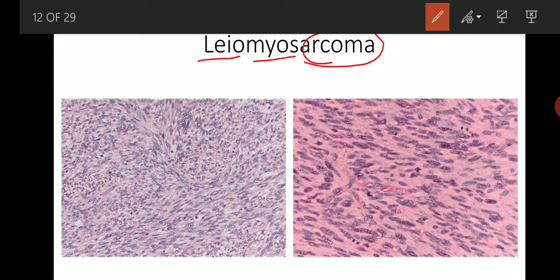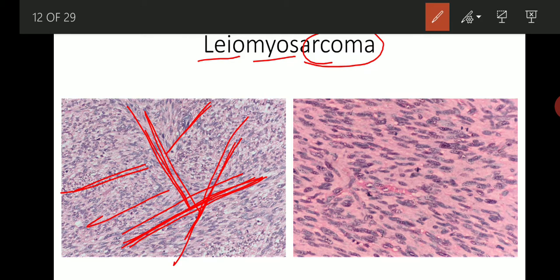Here the architecture of the cells will be similar. As you can see, the long bundles of smooth muscle, some are going like this, some are like this, some are like this. So these are interlacing fascicles of bundles of smooth muscle, and at higher power they maintain their cigar shaped nuclei and abundant pink cytoplasm. That is how we recognize them as smooth muscle.